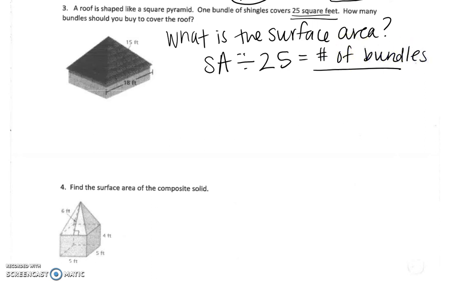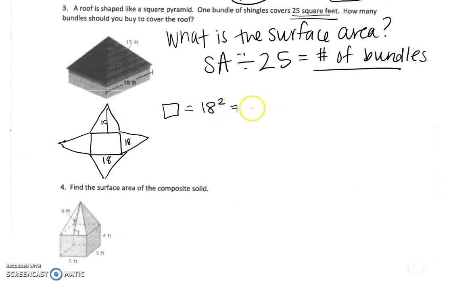Okay, but the first thing we need to do is find the surface area of the roof. Remember, if you're a net person, draw a net. So the base of the roof is this 18 by 18. And then we have 4 triangles that come to a point. Because the base is a square, you know you have 4 triangles because the square has 4 sides. And the height of all of those is 15. So my square is 18 squared because it's side times side. And 18 squared is 324.